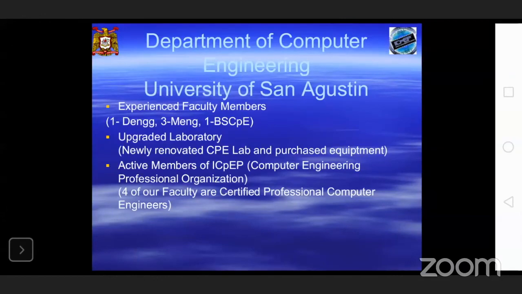Aside from that, the faculty are active members of the Institute of Computer Engineers of the Philippines. This is the computer engineering professional organization. And four of our faculty were recently granted certification as professional computer engineers.